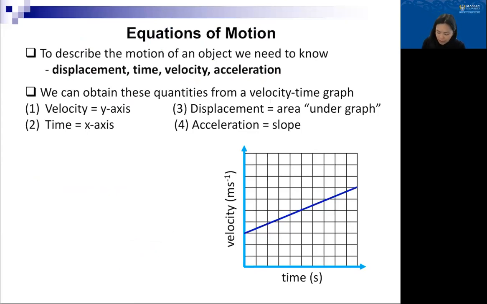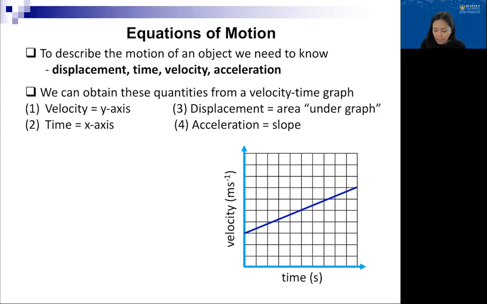So looking at this graph, for example, the y-axis is the velocity in meters per second, and the x-axis is time. So if you wanted to find the velocity of the object, then we can just read the velocity from the graph. And if we wanted the time, we can also get the time from the x-axis of the graph.